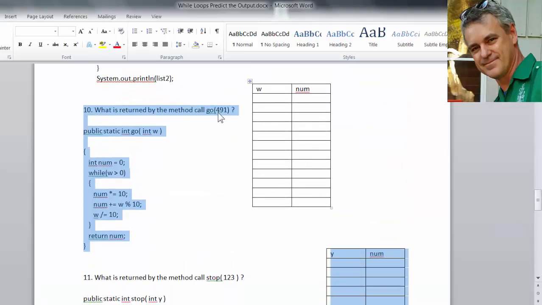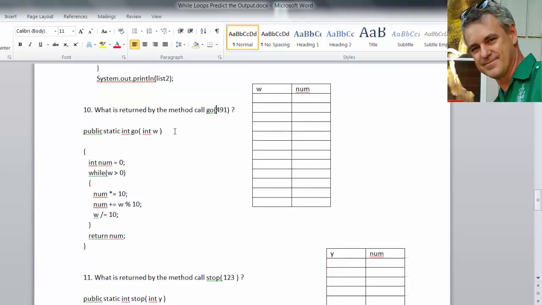Okay, again, if I see this code for the first time, there's no way I know what's going to go on here in less than, I don't know, a minute, 30 seconds or so. It's going to take me a while to do it. I need to trace these variables and see what's going on. W starts off coming in at 491. Okay, so 491 is the first value of W. Then what happens? We set num equal to 0. Before the loop, num becomes 0.